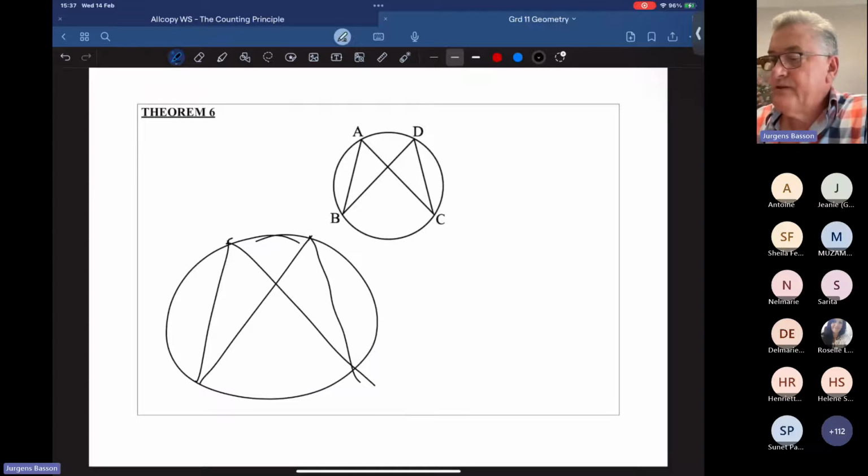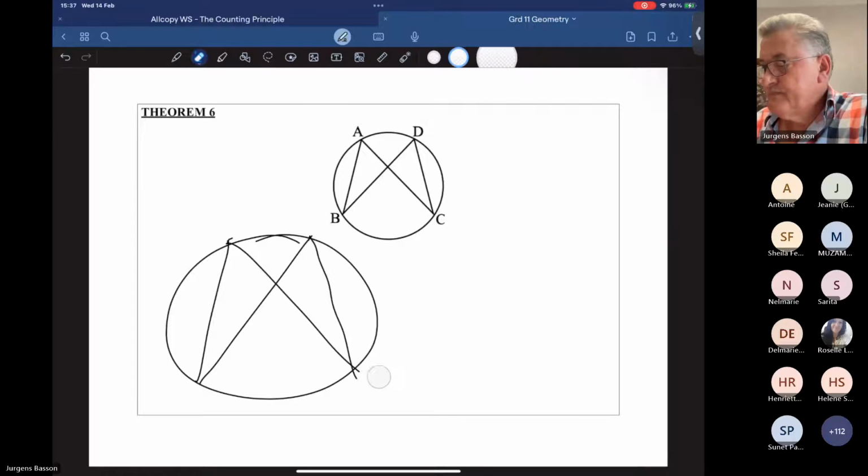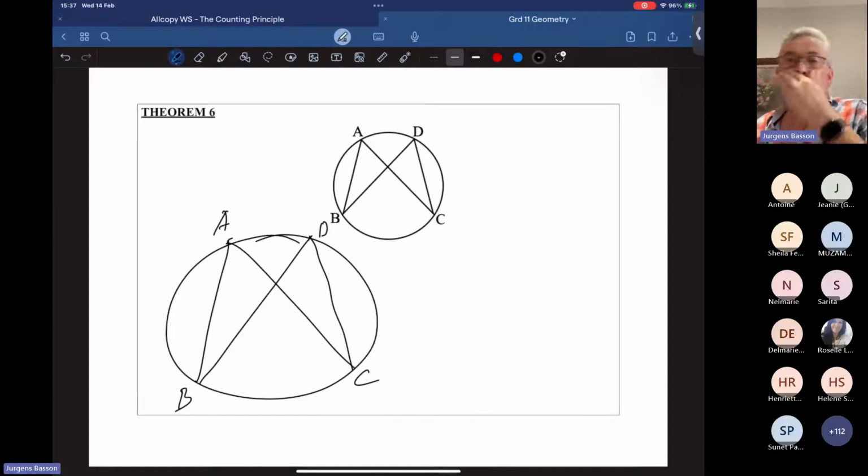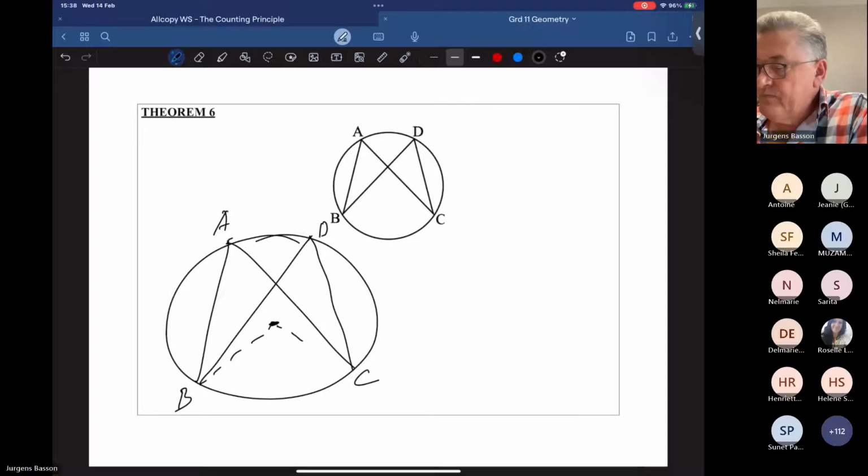Something like that. And that is A, D, B, and C. I'm going to do a construction. I'm going to go to the center, and I'm going to draw radii. So let's call this one O1.